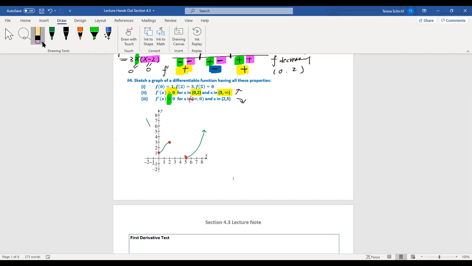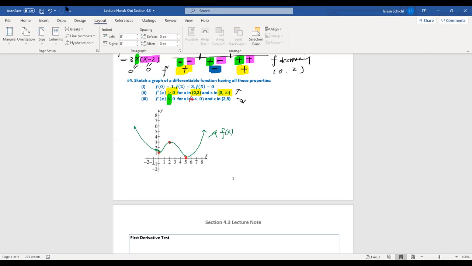Okay, let me put a better drawing here. So maybe I have some function go like this, right? It's decreasing to here, and then turns and increases. And 2 to 5 is decreasing. So I'm going to have something like that. Okay, so this is my f function here. All right. So this is what we call the increasing and decreasing test.